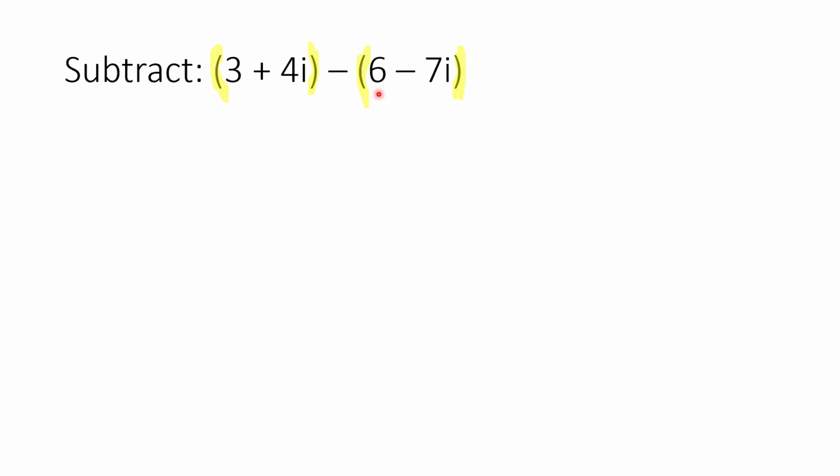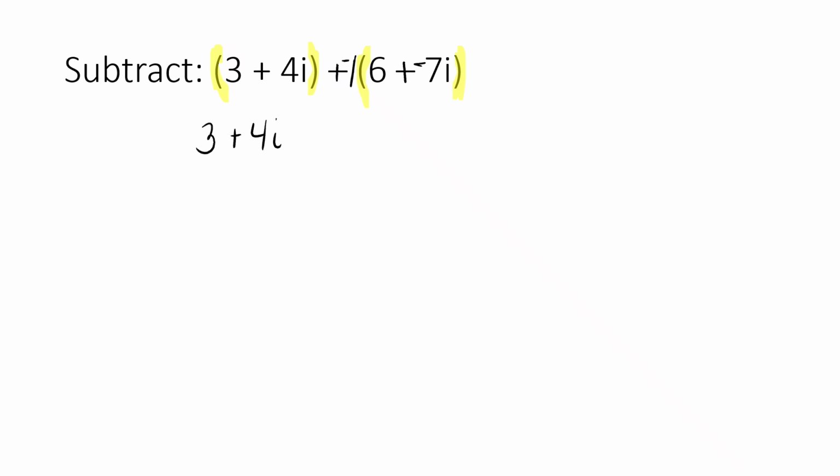I need to subtract 6, and then I also need to subtract negative 7i. So we are subtracting the 6 and the negative 7i, and it might help you to remember this is plus a negative, and this is also going to be plus a negative, or you might think of it as plus -1, and you're going to distribute that through. So you've got to distribute that negative through.